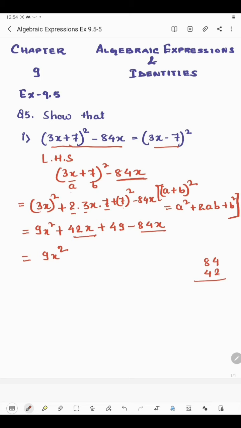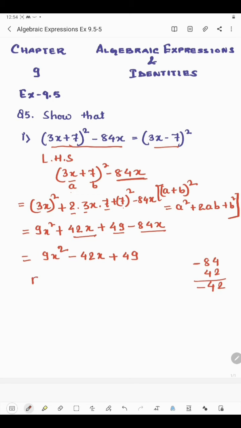So it's 4 minus 2 is 2, 8 minus 4 is 4. And since 84 has a negative sign, the answer will be negative. So it will be −42x + 49. This will remain the same. Now the left hand side is solved.